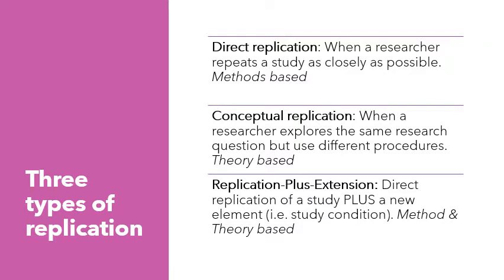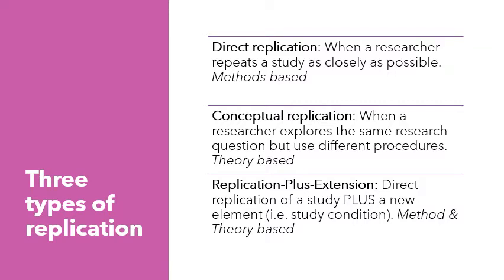This is in which a researcher does a direct replication, so the first term that we heard of, a direct replication of a study, plus adds in a new element to the study. So essentially, this is where a researcher does the direct replication where they copy the methods as closely as possible, but they add some new condition. Oftentimes I find this is in experimental studies in which we add in a study condition so that we can assess the original replication plus add in some more research.